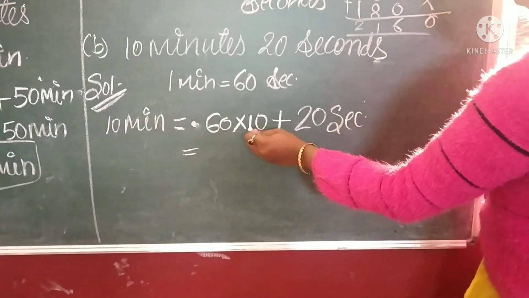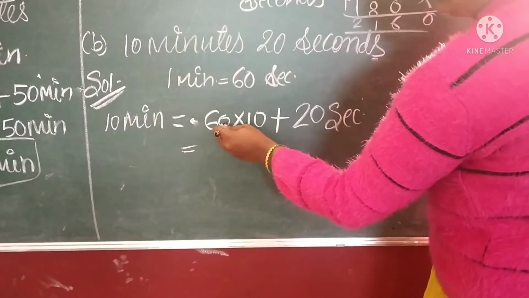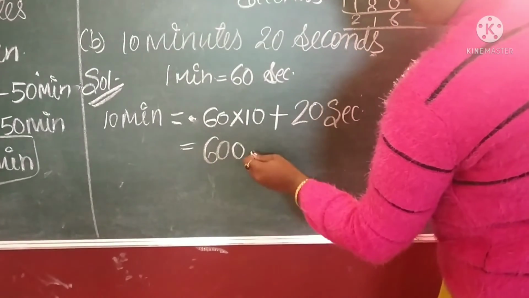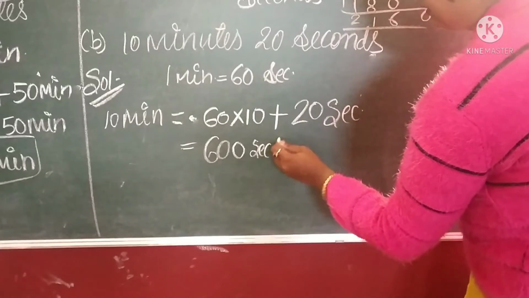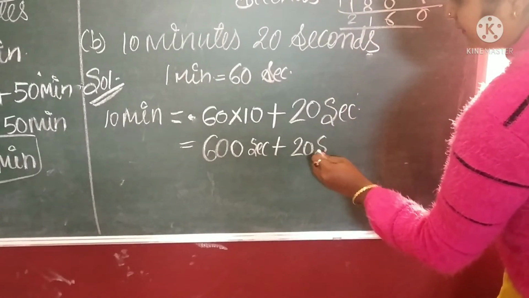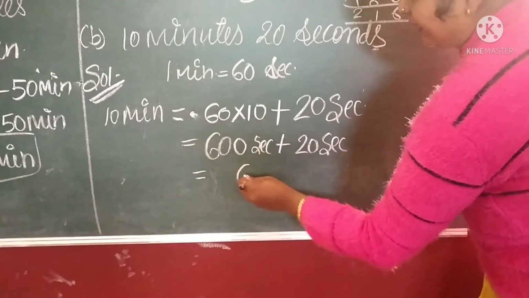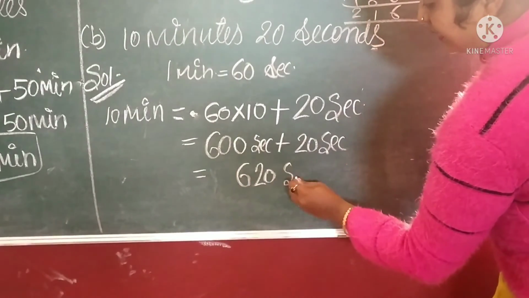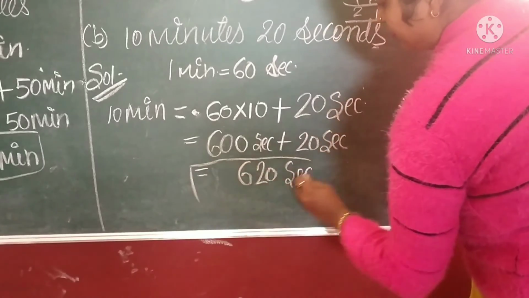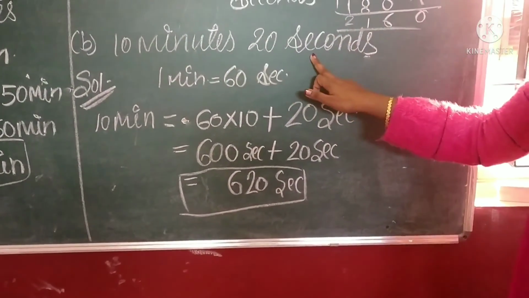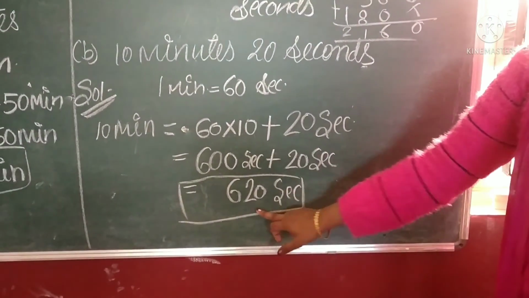Now multiply 60 into 10. 10 0s are 0, 10 6s are 60. So here we have 600 seconds plus 20 seconds. Now add 600 plus 20. We get 620 seconds. So in 10 minutes 20 seconds we have 620 seconds.